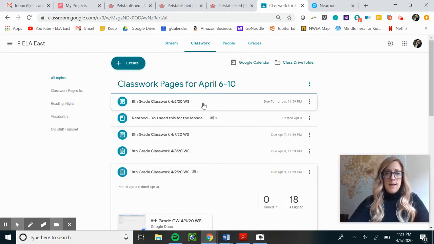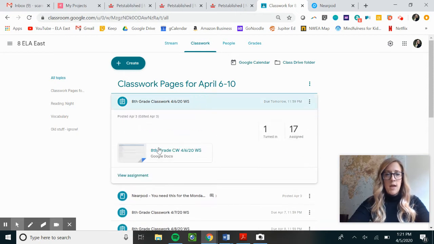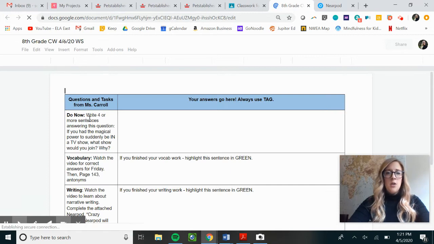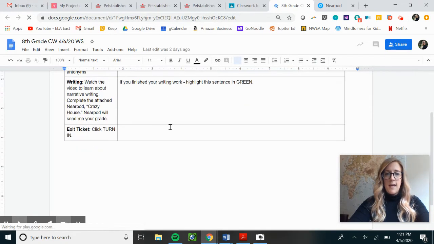The way that this is going to work is that each day you're going to have a video, again, with me talking and teaching you information, and you're going to use this worksheet that's on your classwork document to take your notes and to fill everything in. It's going to be due by midnight of the night that it's due.